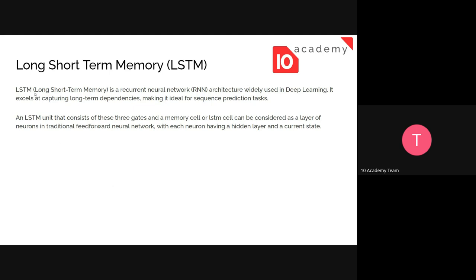So here comes the long short-term memory in order to solve the two problems or disadvantages that we've mentioned earlier. So LSTM, or long short-term memory, is also part of the RNN architectures. They are widely used in deep learning. It excels at capturing long-term dependencies, making it ideal for sequence prediction tasks. So the main advantage of LSTM, conceptually, again you can take it as which time series data is going to have a very large effect on the prediction, whether it is old data or new data, what amount of effect does it have on the new prediction?